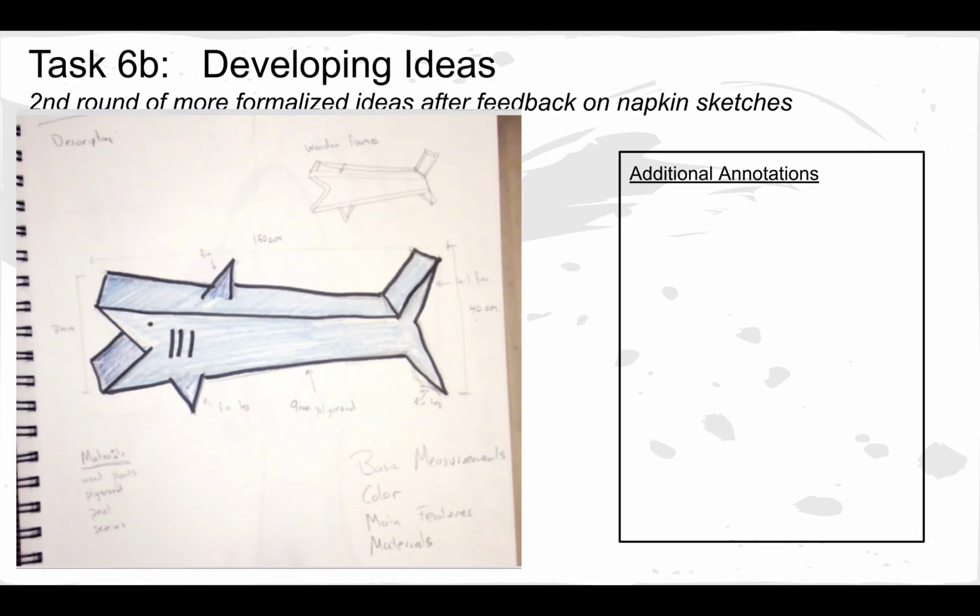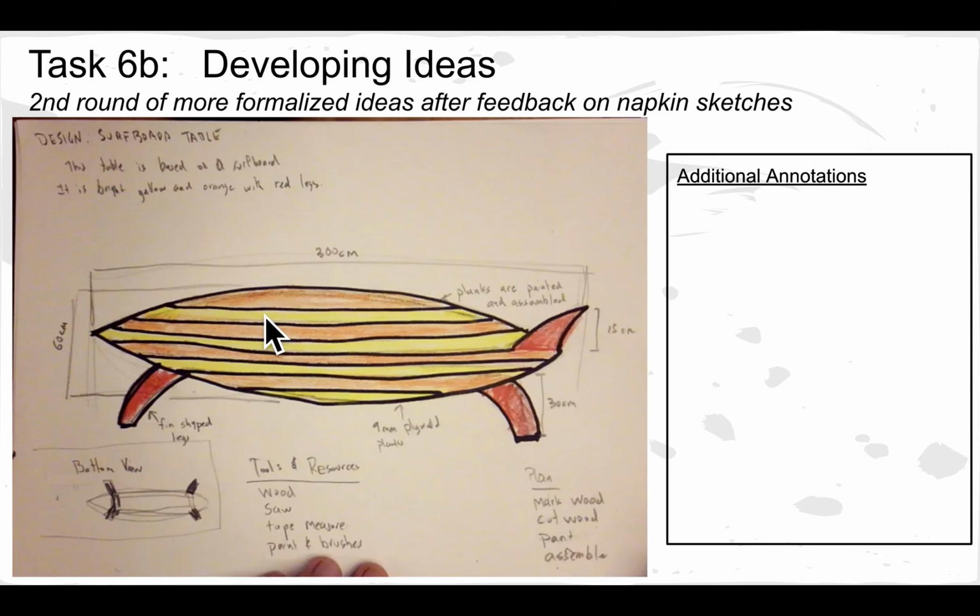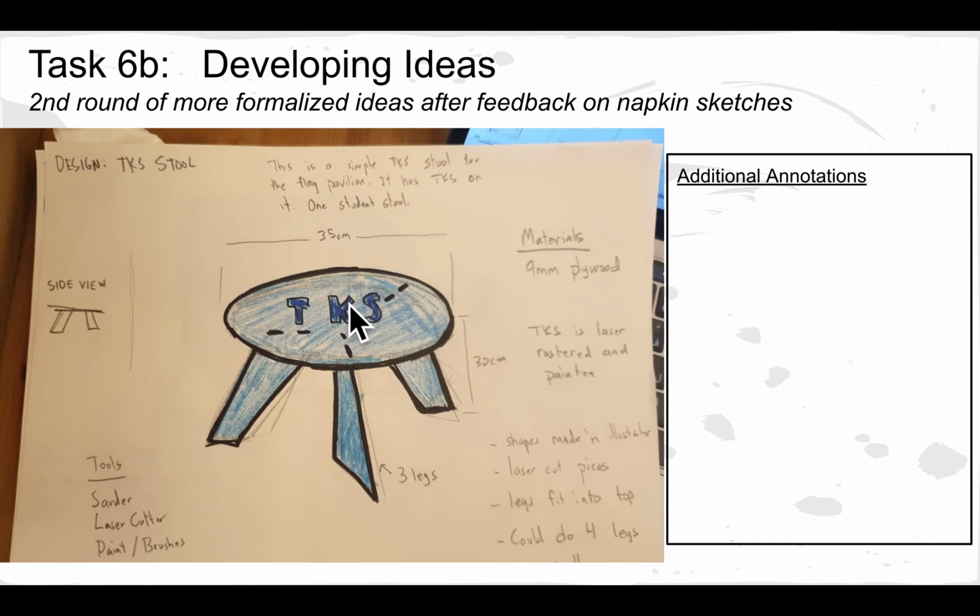This shark table, while it got a lot of good positive feedback, it is a construction problem. I mean, the frame would be difficult to create, and then all of these shapes that need to fit together perfectly to create a very small amount of table space. So I'm going to discount this one. The surfboard table got a lot of good responses, good colors, bright colors, the shape, the form. It'd be interesting, a good addition to the flag pavilion, and it sits between 5 and 6 people, so there's some good feedback on that.